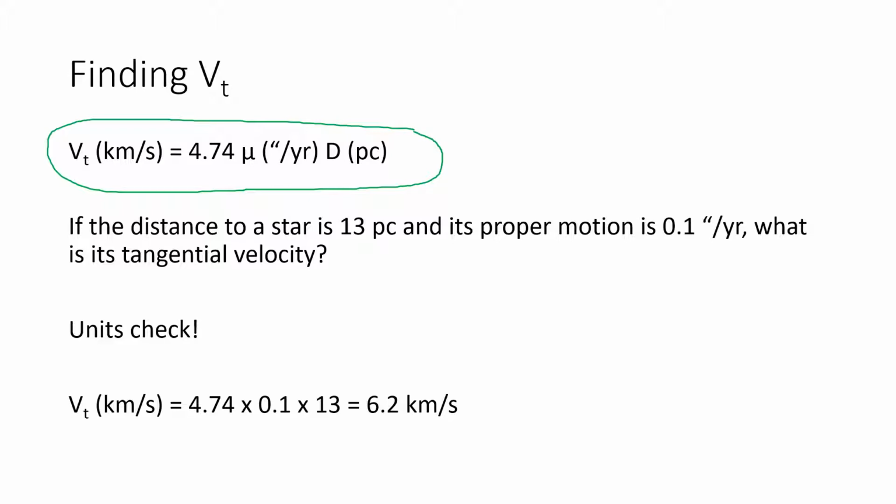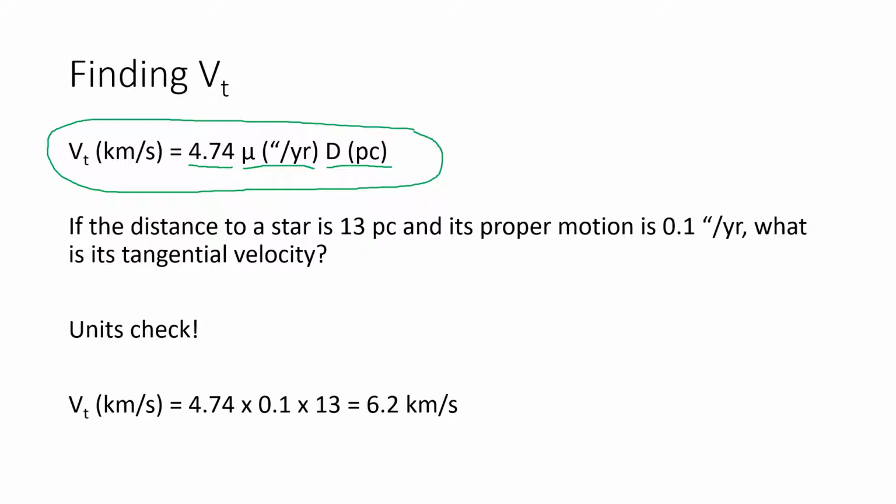So there are three parts here. The first is a number, 4.74. This number takes care of all the unit conversions that we need to do to get to kilometers per second. Isn't that handy? The second piece is this funny looking Greek letter mu. Mu is something called the proper motion. It's how fast the star appears to move relative to other stars in the sky, and it is given in units of seconds of arc per year. The third piece that we need is the distance, and notice that once again the distance must be given in parsecs.